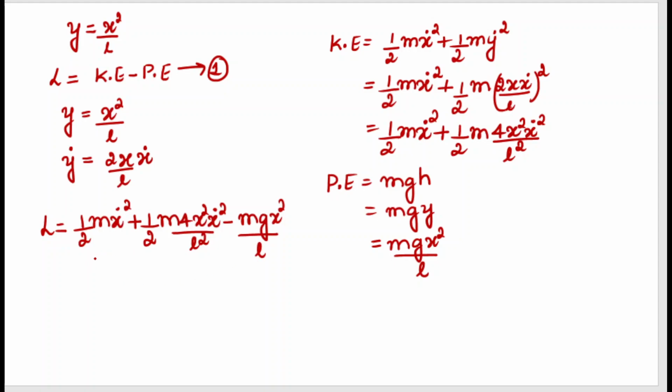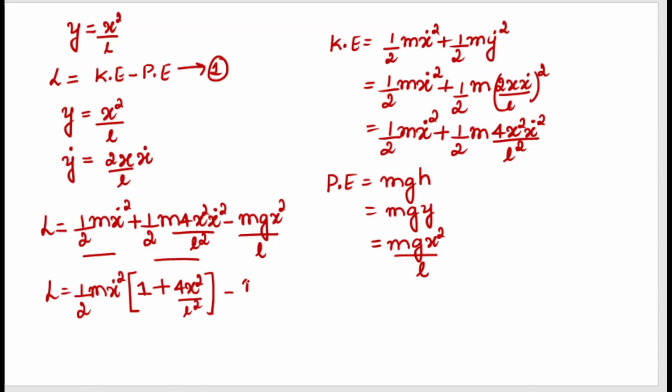Now, in these two terms, I can take half m x dot square as common. So L equals half m x dot square. After taking common, what is left inside the bracket? In the first term it is 1, plus in the second term I have 4x square divided by L square. Remaining is minus the potential energy, mg x square divided by L. So this is the final answer. We got Lagrangian equal to half m x dot square into (1 plus 4x square divided by L square) minus mgx square divided by L.